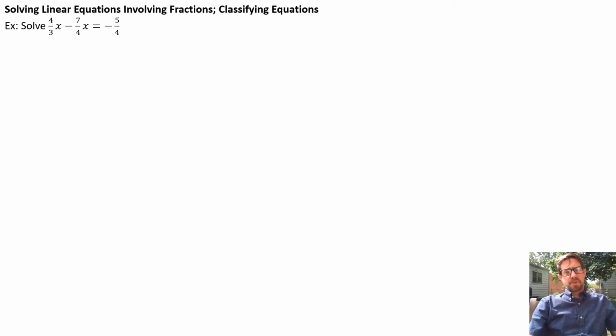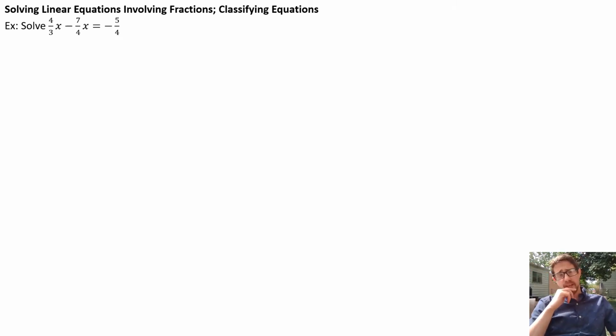So solve 4/3 x minus 7/4 x equals negative 5/4. You can solve this directly just the same way we've been doing, by combining like terms. But the gist of this is nobody really likes dealing with fractions. So there's a simple and effective and powerful way to just get rid of all the fractions. It's sometimes called clearing fractions.